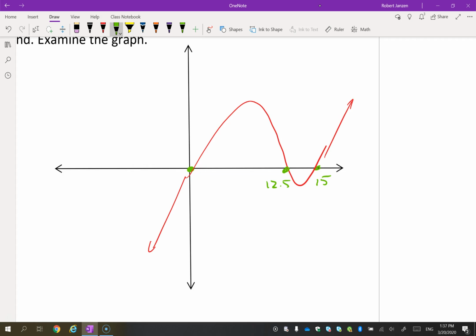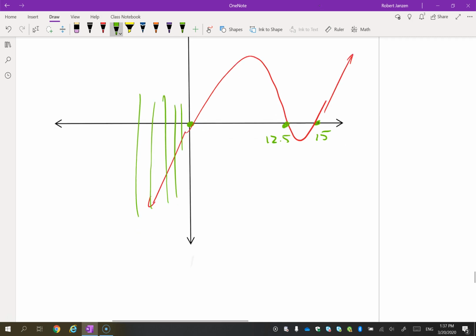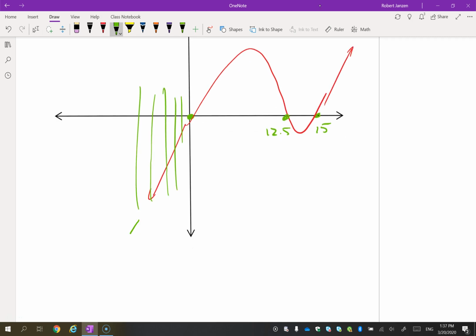Now, that's what the graph looks like, but really some of these parts are irrelevant. For example, this is irrelevant. Why? Well, x can't be less than or equal to 0, because x is how much I'm cutting out of the cardboard. If I don't cut anything out, I don't have a box. And I can't cut a negative amount. I can't make the box bigger. For that matter, this is irrelevant too, because x can't be bigger than 12.5.